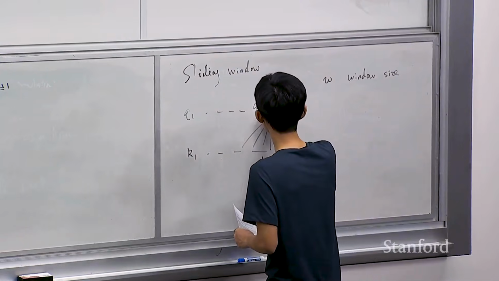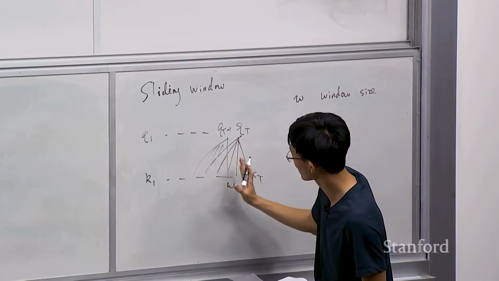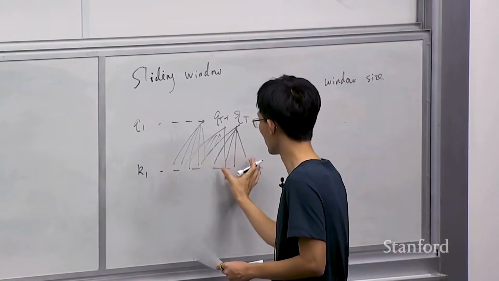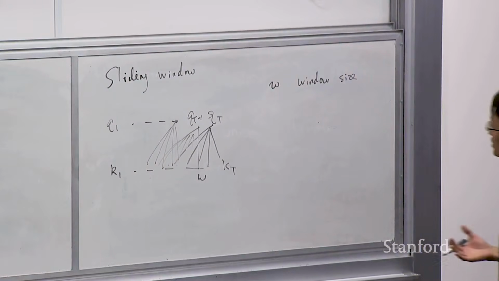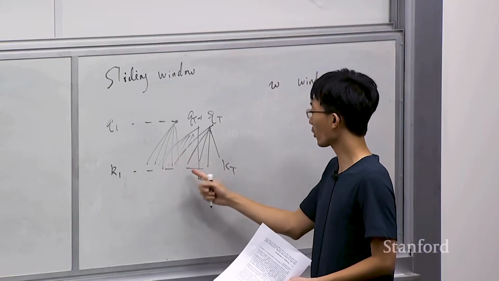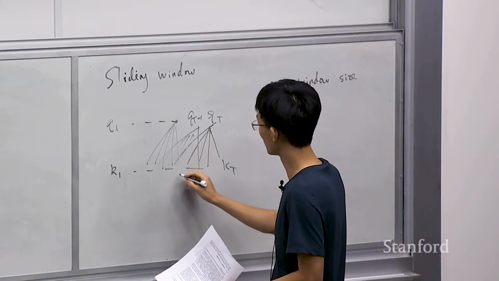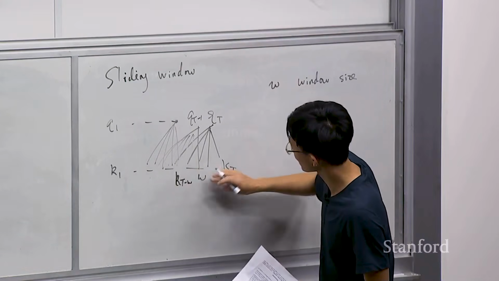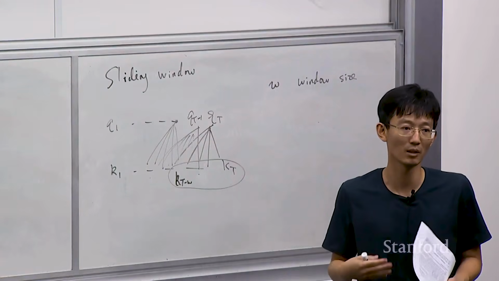Then Qt minus 1 attends to the last W as well, and Qt minus 2 attends to the last W. So basically, there's a sliding window that depends on where your query is at. You can see the limitation here is that your attention is very limited to only the recent tokens. Of course, it's not exactly true that, say for Kt minus W, these W positions are only about the last W tokens.